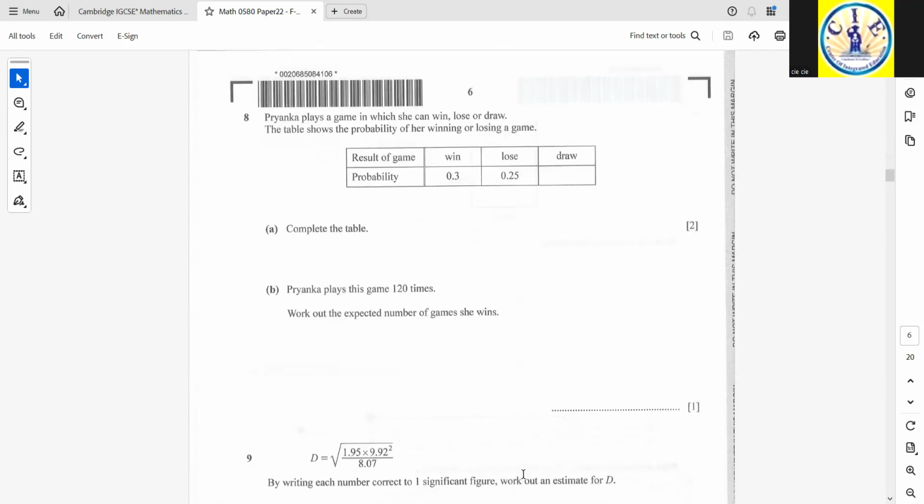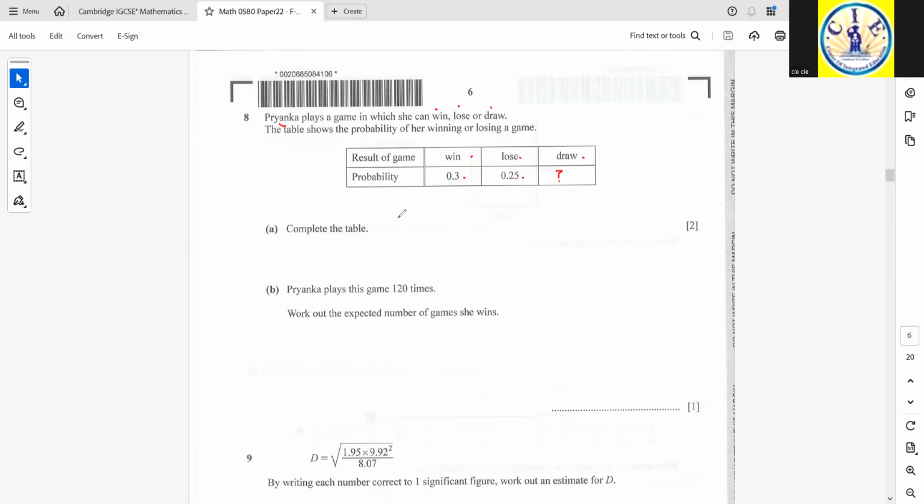It's question number 8 now. Priyanka plays a game in which she can win, lose, or draw. The table shows the probability of her winning or losing a game. Result of game: win, lose, or draw. Probability is 0.3, 0.25, and then for draw we need to complete the table.